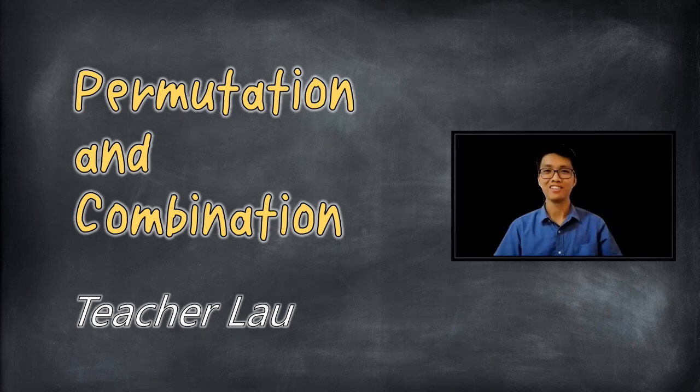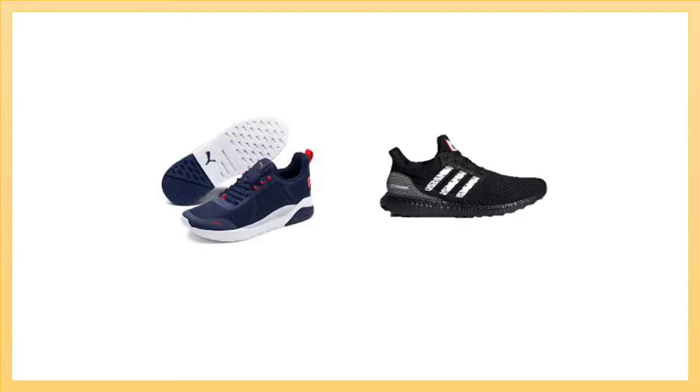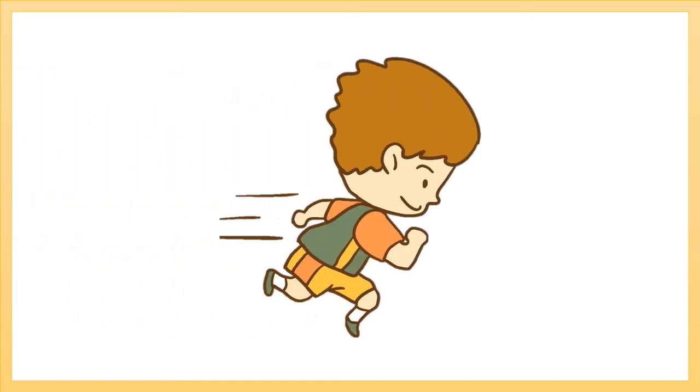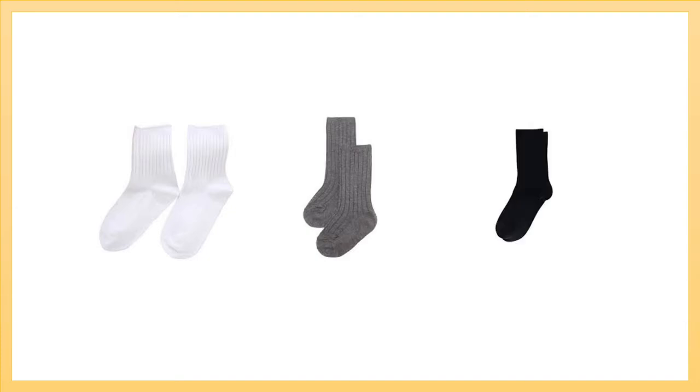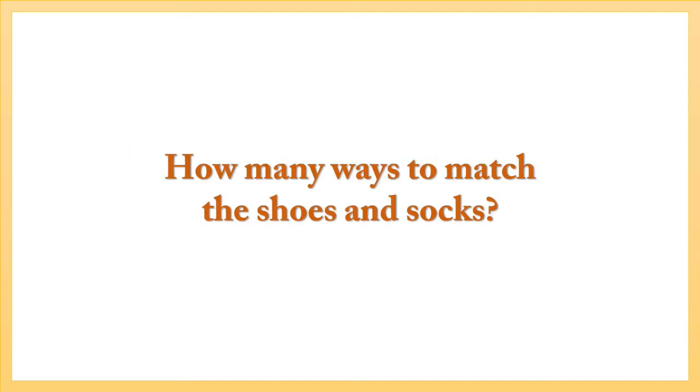Welcome to this video. In this video, we're going to talk about some basic concepts on permutation and combination. Let's look at this example. Let's say you have two pairs of sport shoes in blue and in black. You can choose either one to go for sports. Let's say you have white socks, gray socks, and black socks. So the question is, how many ways you can match your shoes and socks to go for sports?